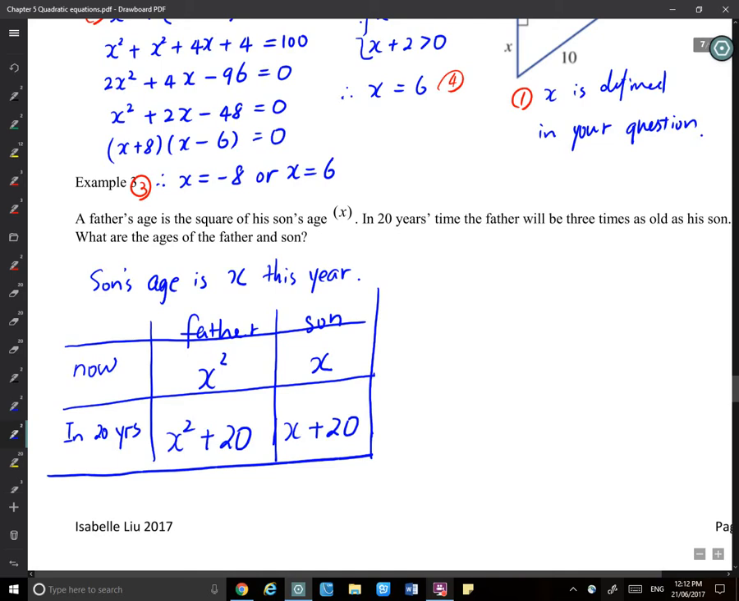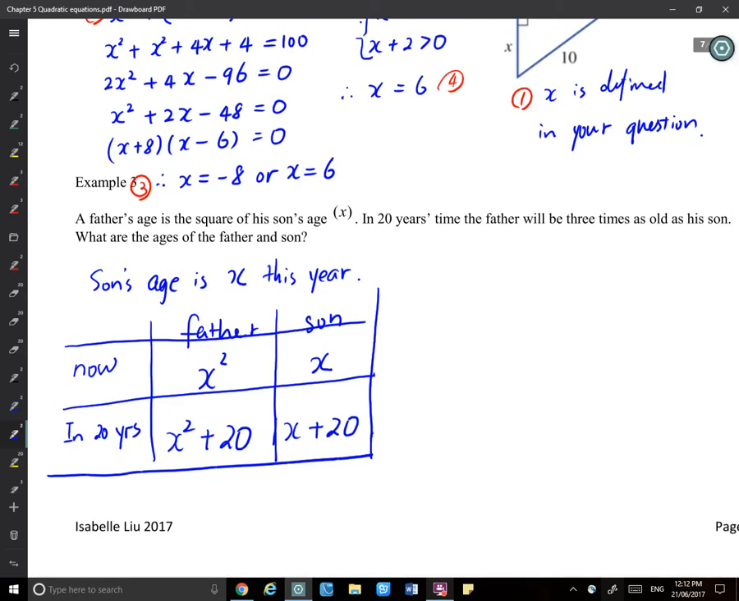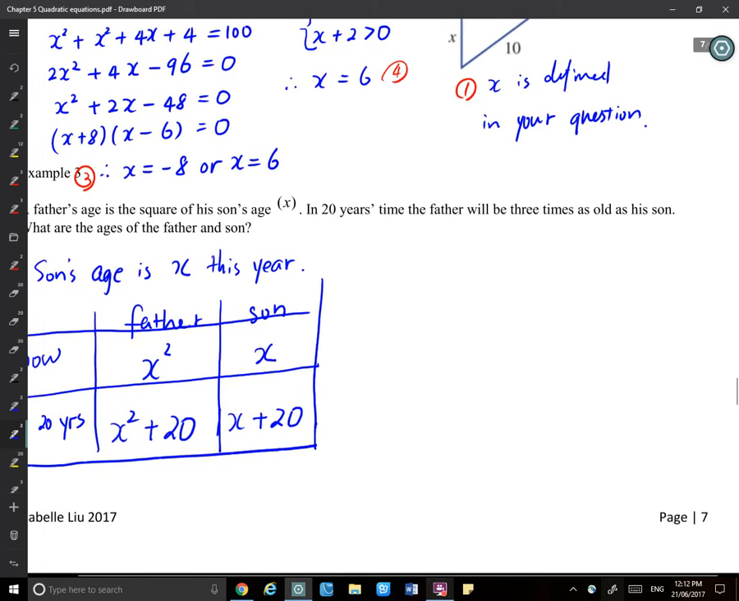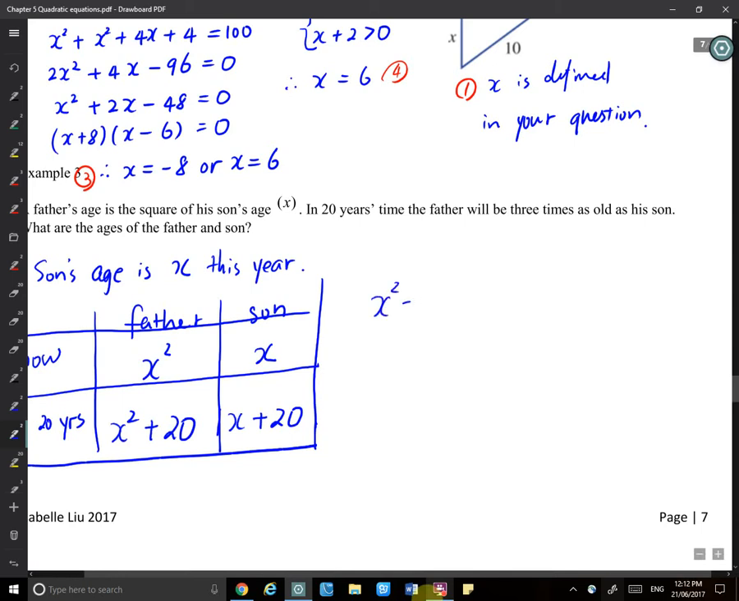What's the relationship between those two ages? In 20 years' time, the father will be 3 times as old as his son. What can I write? x squared plus 20 equals 3 bracket x plus 20. That's correct. The father's age in 20 years' time equals 3 lots of the son's age after 20 years' time.